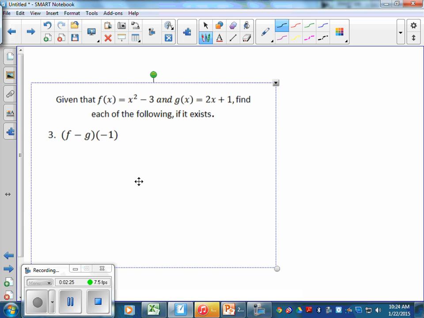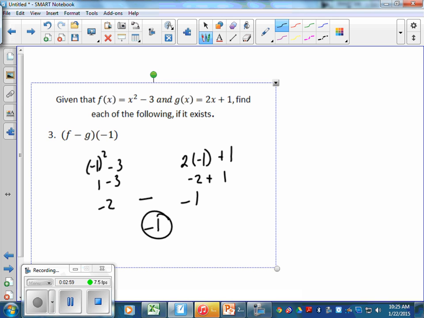Here's a subtraction one. f minus g of negative 1. I'm going to plug in negative 1 to the f equation. Now be very careful because it's squaring a negative. f of negative 1 would be negative 1 squared, which is 1, minus 3, which is negative 2. And then I'm going to have to subtract the g of negative 1. g of negative 1 is 2 times negative 1 plus 1, which is negative 2 plus 1, which is negative 1. So this is negative 2 minus negative 1. Negative 2 minus negative 1 is negative 1. So my answer is negative 1.